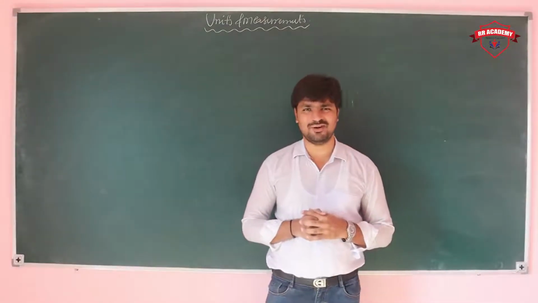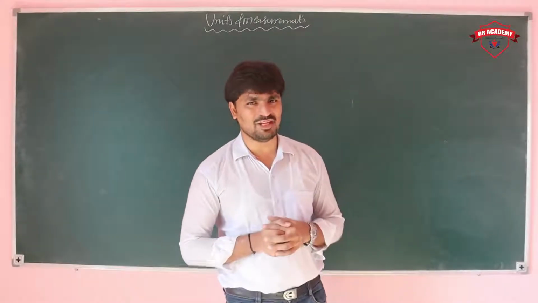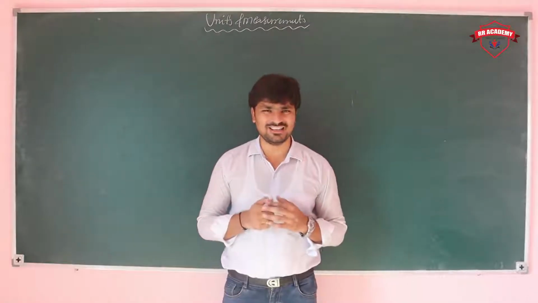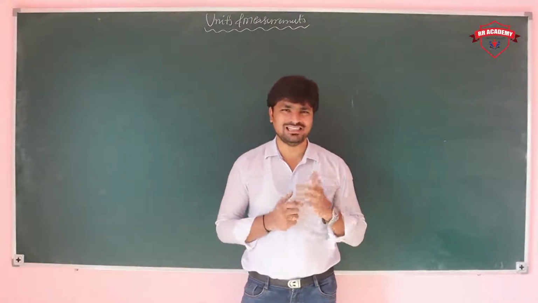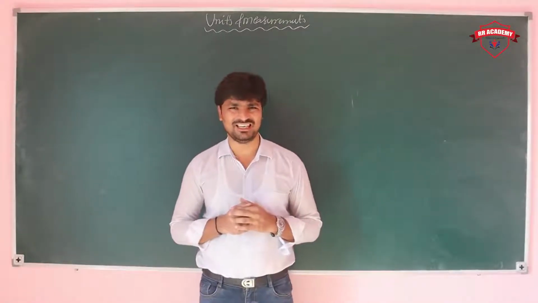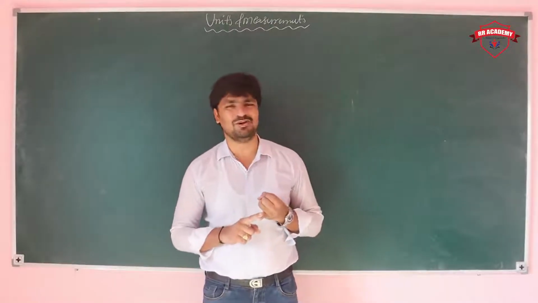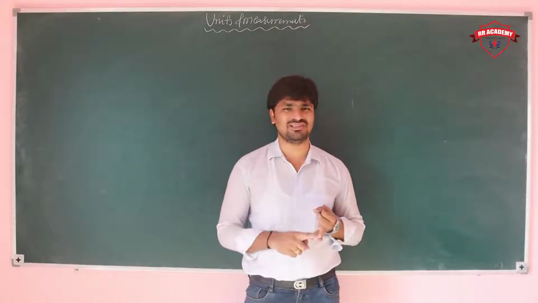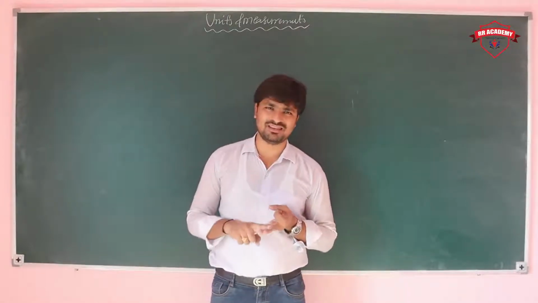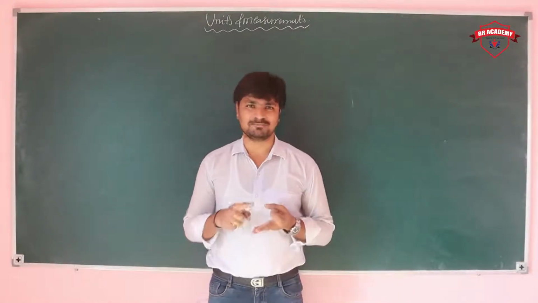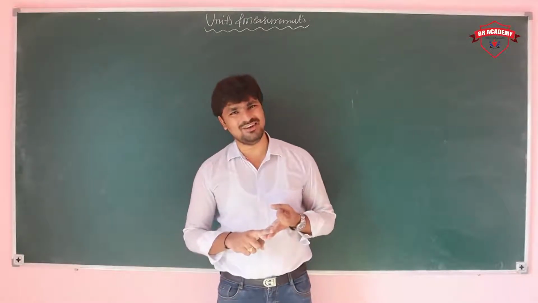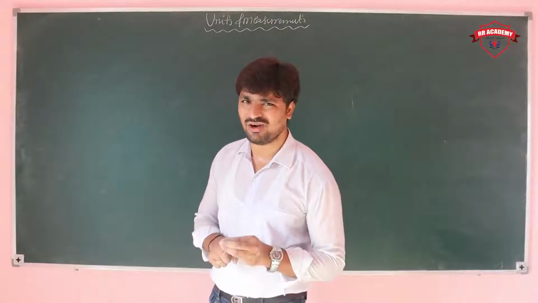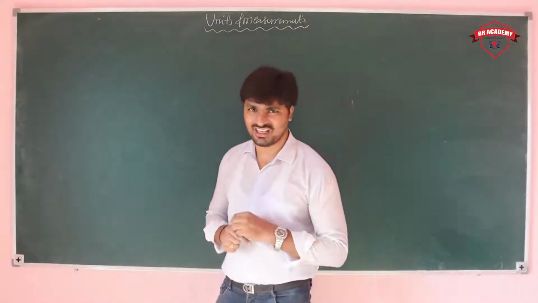What is a physical quantity? A physical quantity is nothing but a quantity which can be measured. The quantity which can be measured is called a physical quantity. Mass can be measured, so mass is a physical quantity. Length can be measured. Time can be measured. Speed can be measured. The quantities we are able to measure are simply called physical quantities.